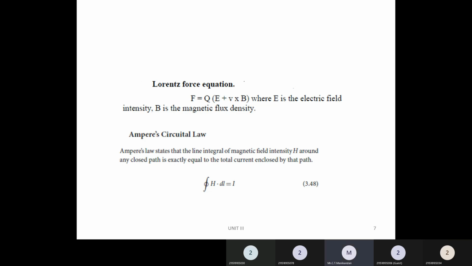So the closed integral of H dot dl equals I. This is the basic concept from the Ampere circuital law. You will be having that: the closed integral of magnetic field intensity around the closed path is equal to the total current. So the path should be the closed one. Very, very important thing. We can apply the Ampere circuital law only to the closed path. We cannot apply it to the open path.